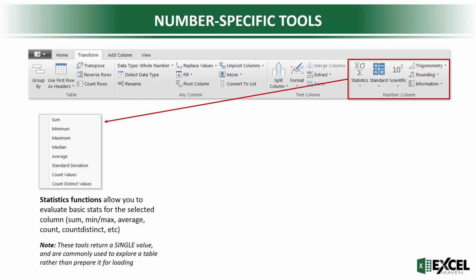These are aggregation style functions like sum, minimum, maximum, average, count values, count distinct. And what's interesting about these is that they evaluate these functions for an entire selected column and return a single value. So you can't use them to create a new column, and you don't evaluate on a row by row basis. So as you can probably guess, this isn't really helpful when it comes to shaping or transforming data or prepping it for loading, but it is helpful to explore and better understand the data that you're working with.